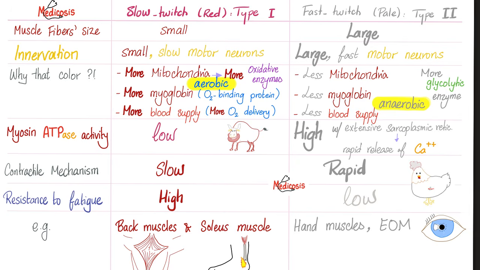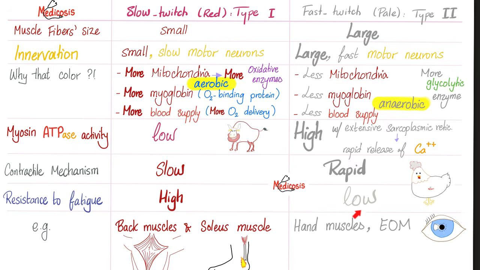Can you give me examples? Sure. Slow twitch include your back muscles. The back is carrying your weight, especially the weight of your head. Your head is so heavy. If you wake up at 8 a.m., do you think your back muscles are going to get tired by 10 a.m.? No way. They are very resistant to fatigue. Same thing with the soleus muscle and gastrocnemius muscle. They are carrying the entire body weight and they do not get tired easily.